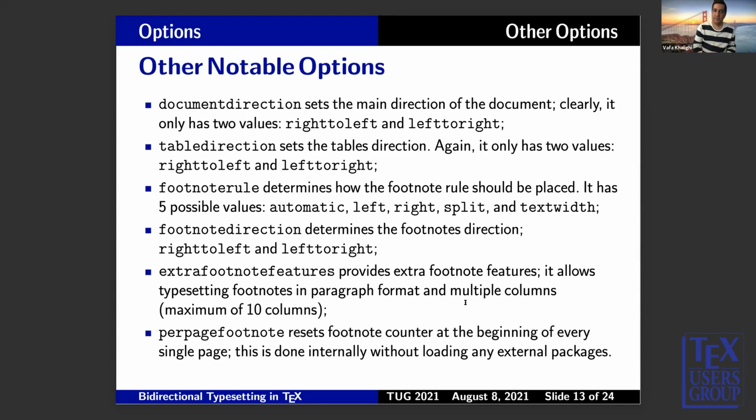I also want to talk about other important options. The first option is document direction. What happens is that you tell the bidi package what the main direction of your document is. And it has two values, right to left and left to right. And if you give right to left, it typesets everything in a right to left mode.